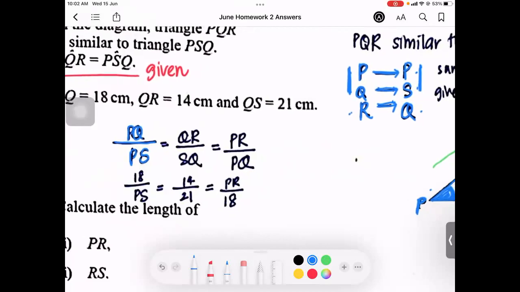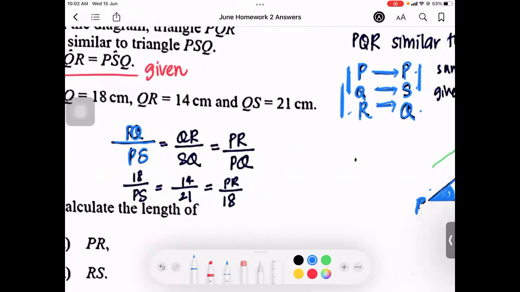From here, we can find the matching of the other sides as well. QR with SQ. Labeling must be correct. QR with SQ. And then last but not least, PR with PQ. PR with PQ. So for students who cannot see through the diagram, you match through labeling. This is always the first few steps that you must do whenever you handle similar triangles. Number one, match the corresponding points. Number two, write down the ratio of the corresponding sides.